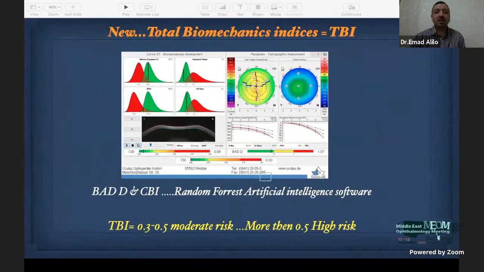And the other new index is the total biomechanical index. It combines the raw information from the BAD-D, the corneal tomography, and the biomechanical index in one much more mature index called the total biomechanics index. The normality is: if it is less than 0.3, that's normal. Between 0.3 and 0.5, this is moderate risk. More than 0.5, it's high risk. And you can see how it's beautifully illustrated by colors.